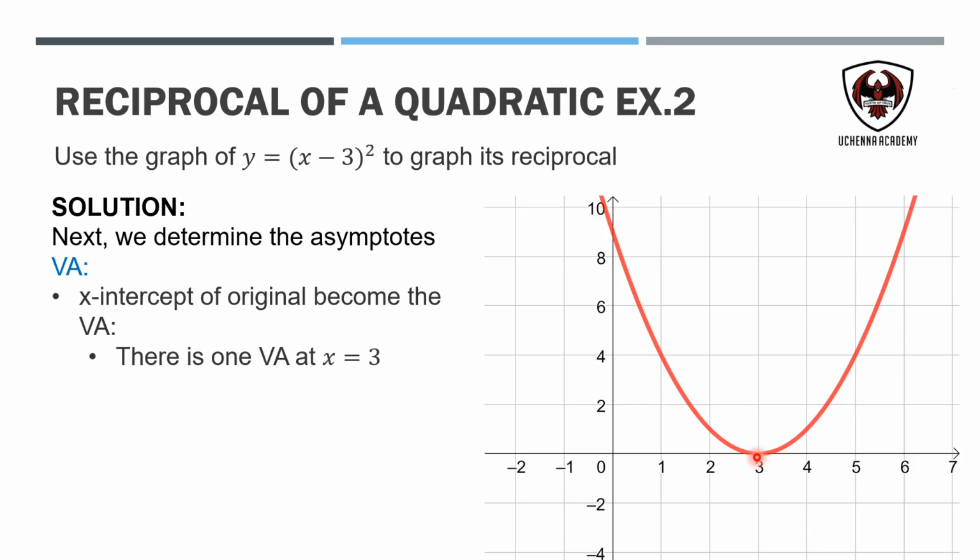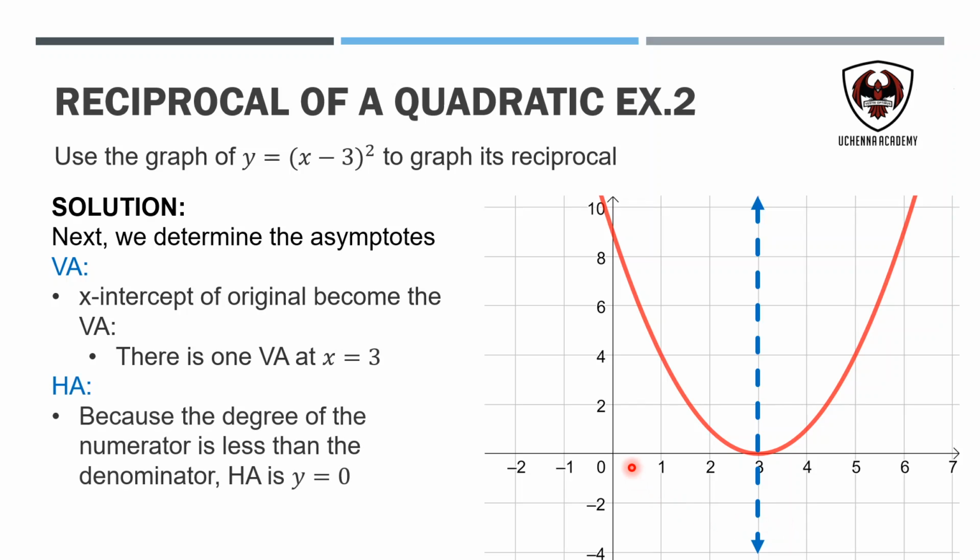So there's one vertical asymptote at x is equal to 3, and that's really the key difference here. We only have one vertical asymptote. Last example, we had 2. Now, horizontal asymptote, there's a shortcut that we learned in the last lesson, and it's because the degree of the numerator is less than the denominator, the horizontal asymptote is y is equal to 0. So it doesn't change. There it is.